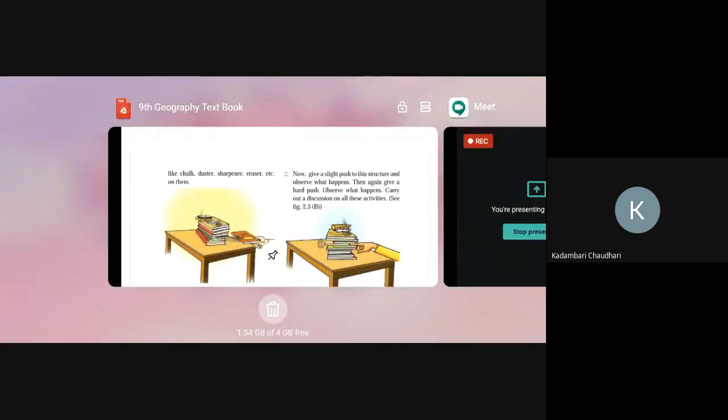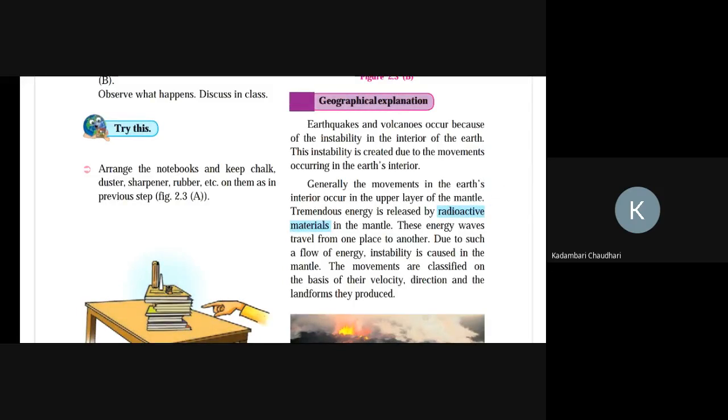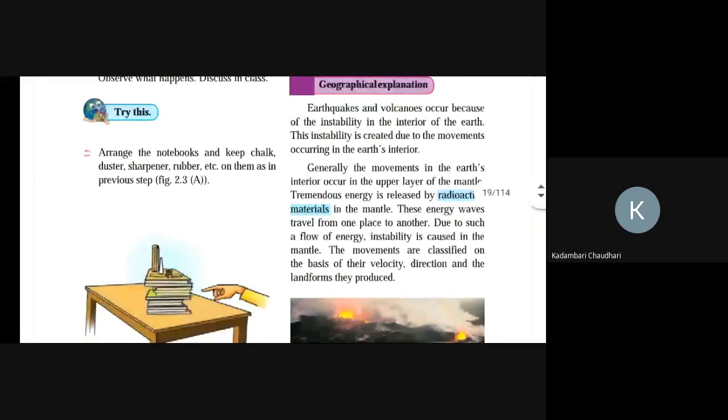See here, geographical explanation. Earthquakes and volcanoes occur because of instability in the interior of the earth. म्हणजेच काय, पृथ्वीच्या आतमध्ये इन्स्टॅबिलिटी असली की त्यामुळे अर्थक्वेक ऑकर होतात किंवा व्होल्कॅनो जे आहेत ते इरप्ट होतात. ओके. म्हणजेच पृथ्वीच्या आतमध्ये असं काहीतरी आहे, ज्याबद्दल आपल्याला सांगितलं गेलं की ते लावा आहे. Okay, lava is also there. All other layers are also there. Basically, they are layer of lava, layer of crust, like that. Okay.